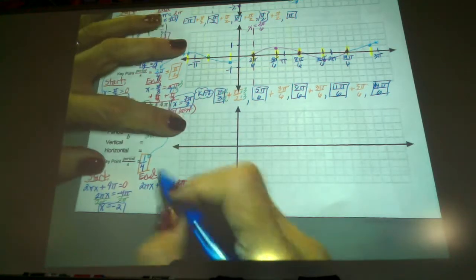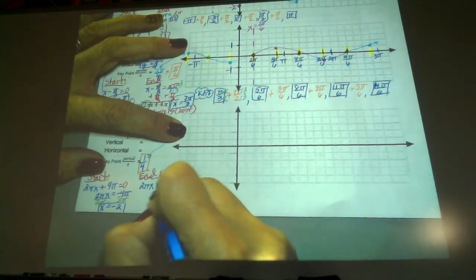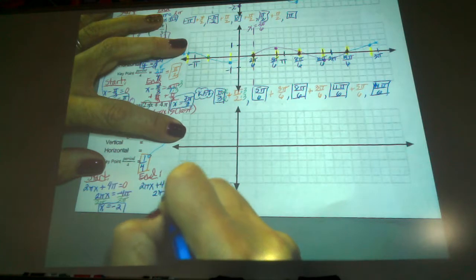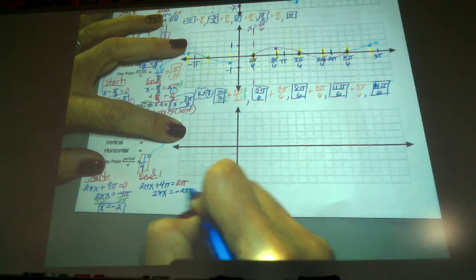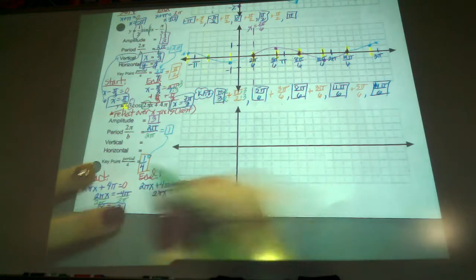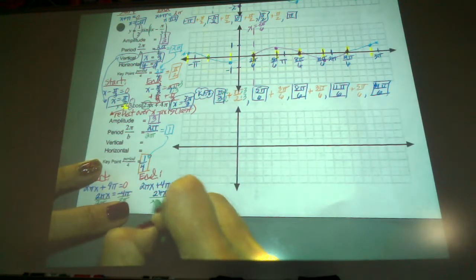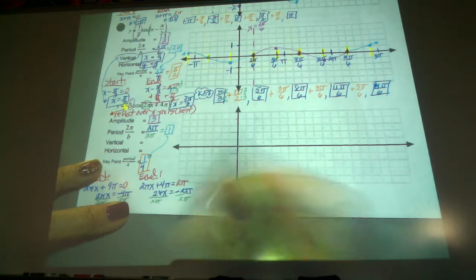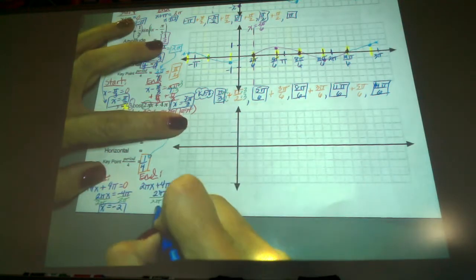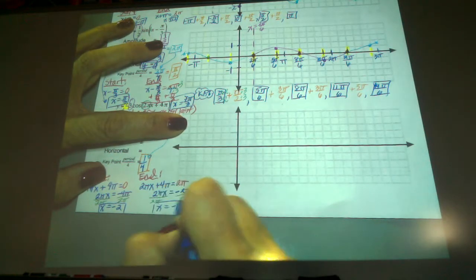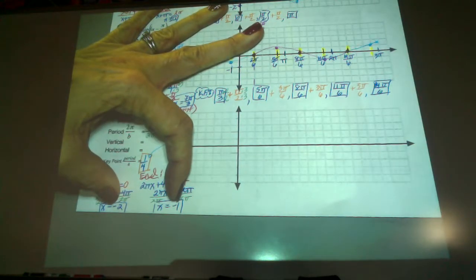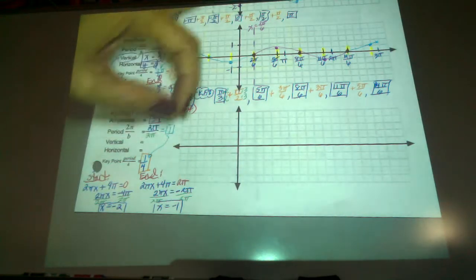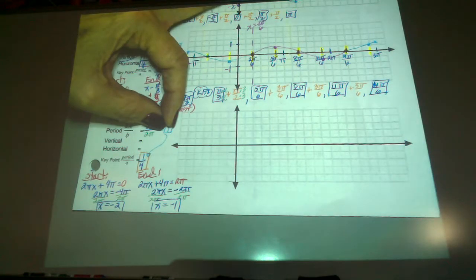And so solve here, subtract 4 pi. So 2 pi x is equal to 2 pi minus 4 pi. Isn't that negative 2 pi? Divide by 2 pi. What does x equal? Negative 1. That's our ending key point. What is the distance between negative 2 and negative 1? 1. Isn't that our period? So it matches.